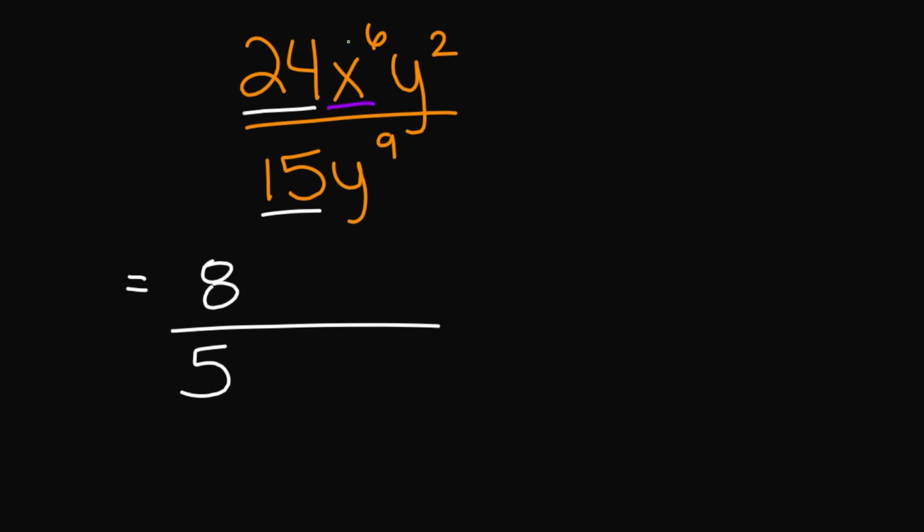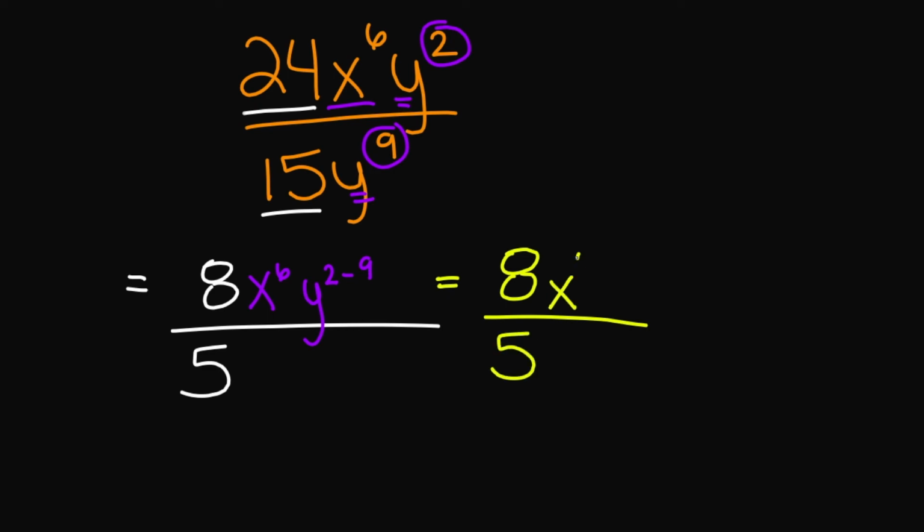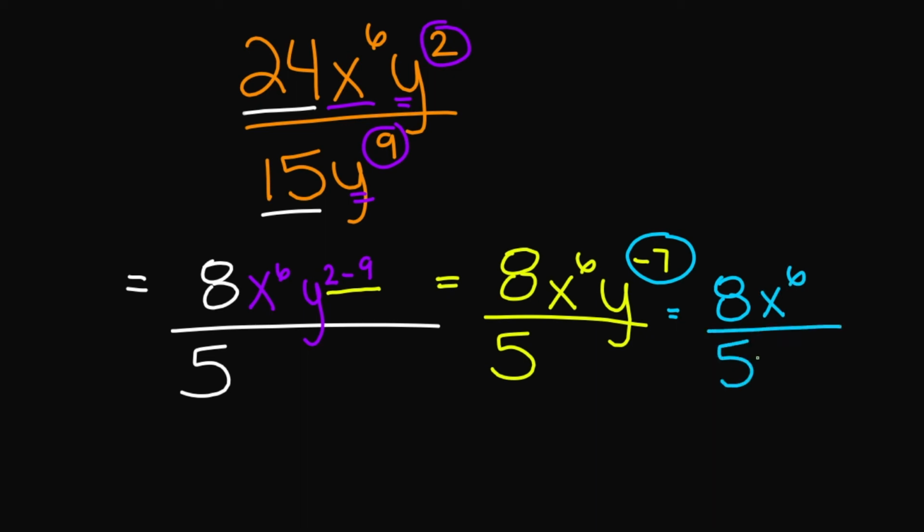So now let's move on to x to the 6th power. I'm going to write x to the 6th power here. And then you have y to the 2 minus 9 because I'm dividing with the same base. So I'm going to subtract my exponents. So you're going to get 8 over 5 x to the 6th. And 2 minus 9 is going to give you y to the negative 7th power. And I now have a negative exponent, so I'm going to bring it down to my denominator to make it positive. So I have 8x to the 6th over 5y to the 7th power. And this is your final answer.